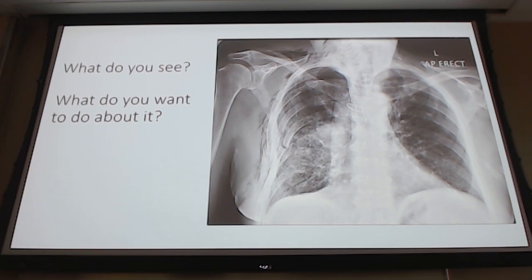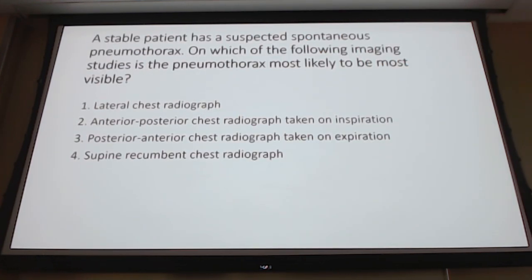All right. You have a stable patient who has a suspected spontaneous pneumothorax. Which of the following imaging studies of the pneumothorax is most likely to be visible? Who wants one? Who wants two? Who wants three? Who wants four? Good. It is three. Textbook answer: posterior-anterior chest radiograph on expiration, because it is a spontaneous pneumothorax and they are stable. If it was an unstable pneumothorax, it would have been two.